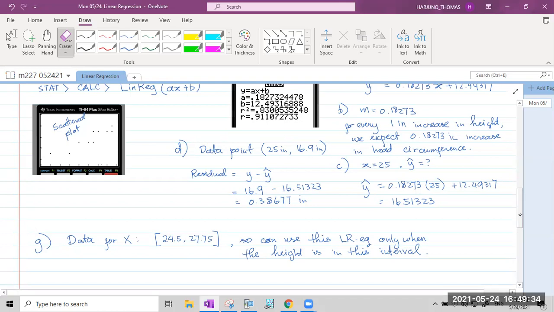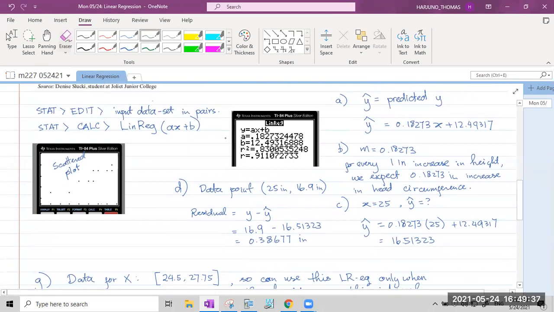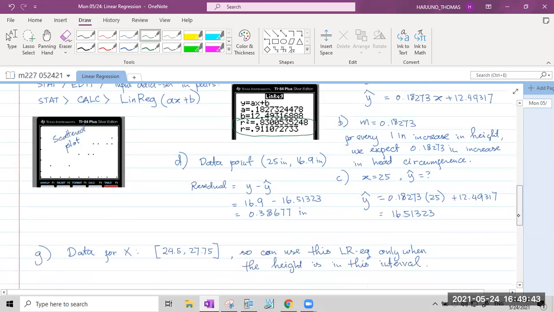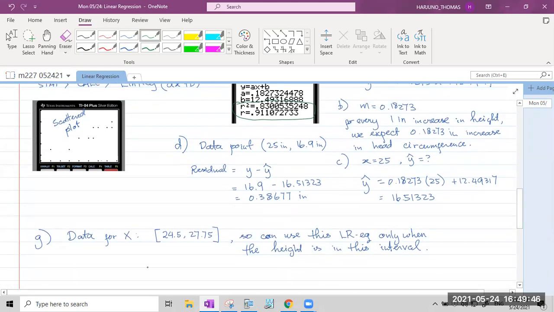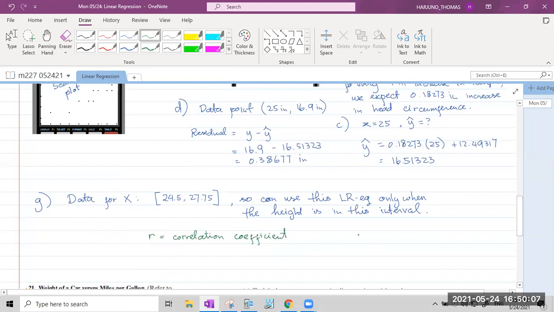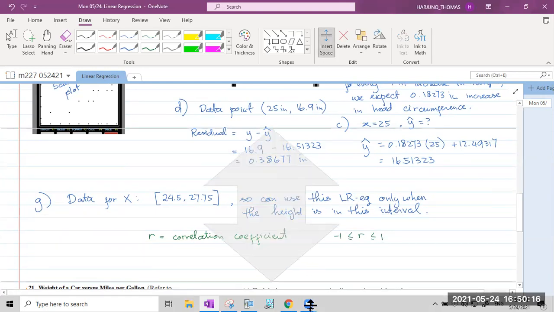Now, furthermore, what are these r squared and r? That's not something they ask in 4.1, but they ask that in 4.2 or 4.3. Now, r represents the correlation coefficient. R is supposed to be between -1 and 1. If you get an r outside of that interval, then something is wrong.